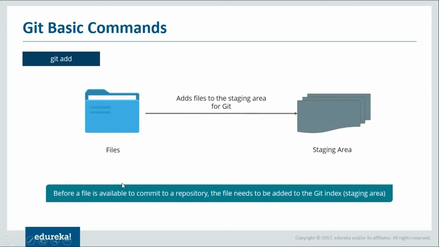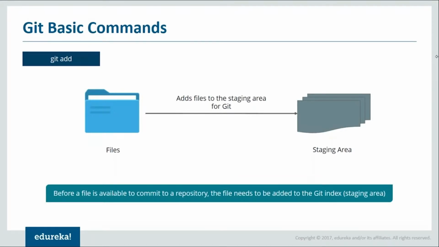Let's talk about git add now. So git add basically adds all the files to the staging area for Git. Now Git doesn't track each and every modified file. So whenever you do the commit operation, Git looks for the files present in the staging area. Only those files present in the staging area are considered for commit and not all the modified files. So the first thing you need to do is put all the modified files, all the changes that you have done, into the staging area. And then from the staging area, you can go ahead and make a commit, right?